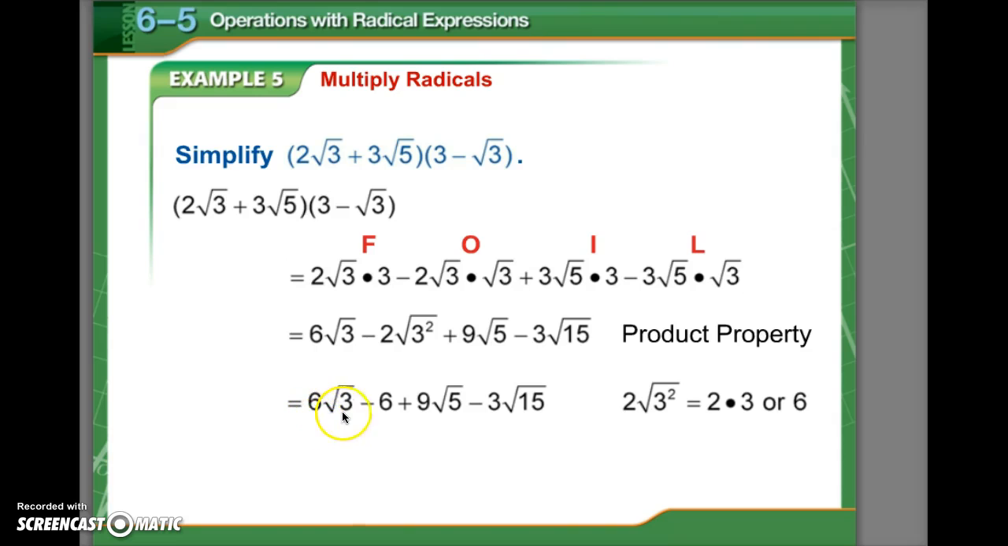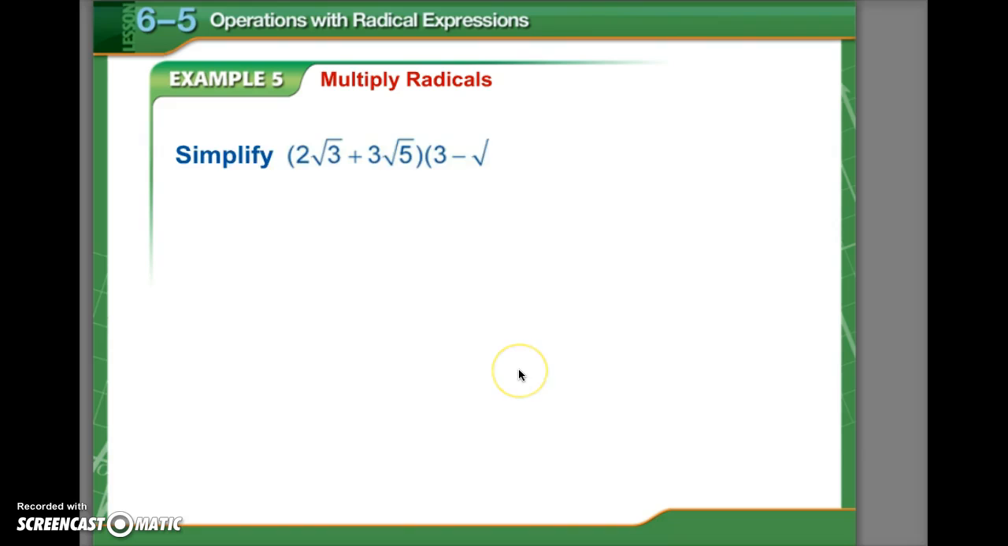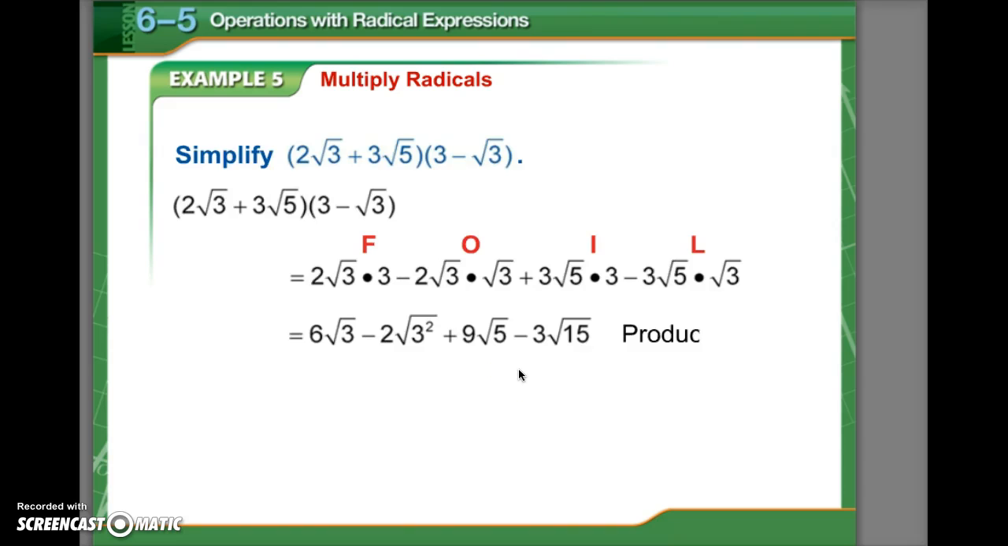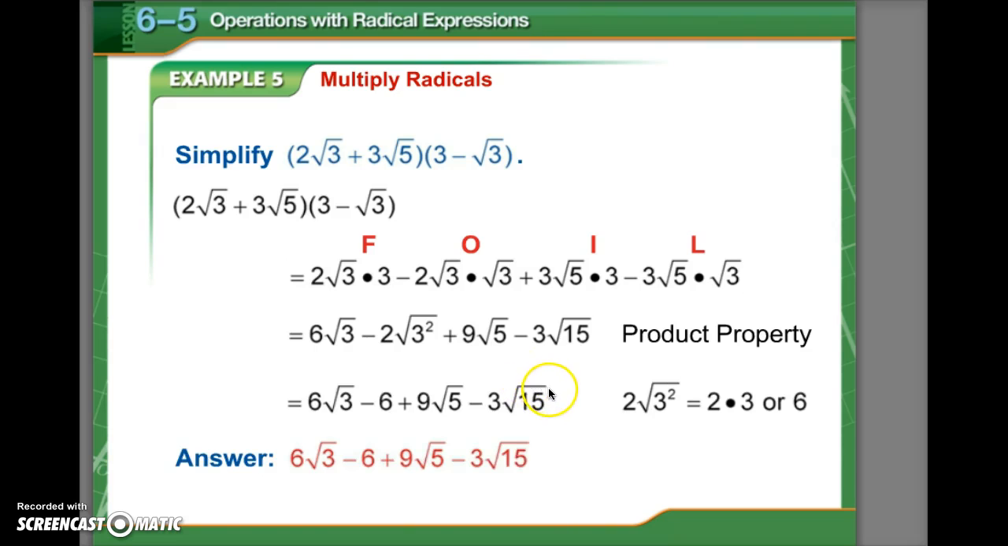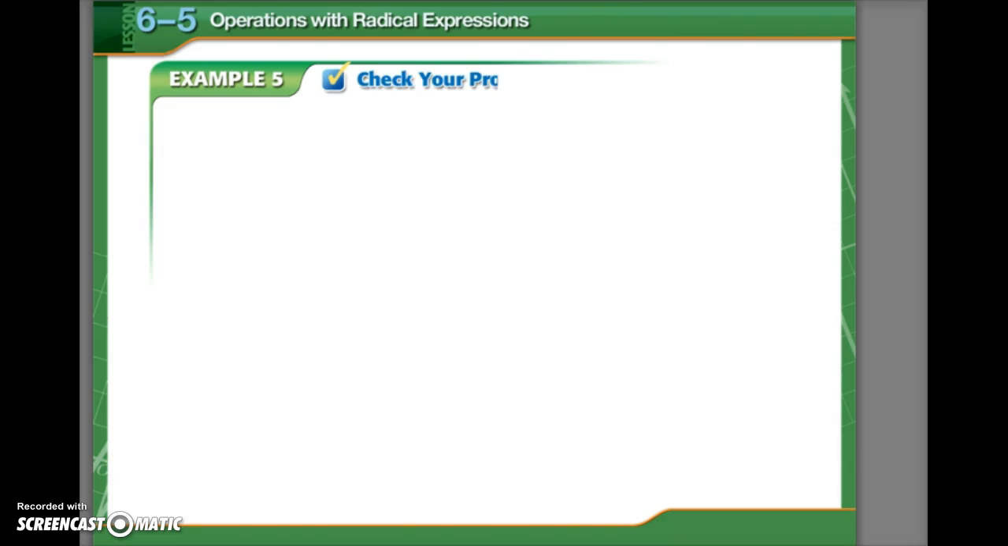Okay, so this is where we got. Let's look at the next screen. And that's just our answer.